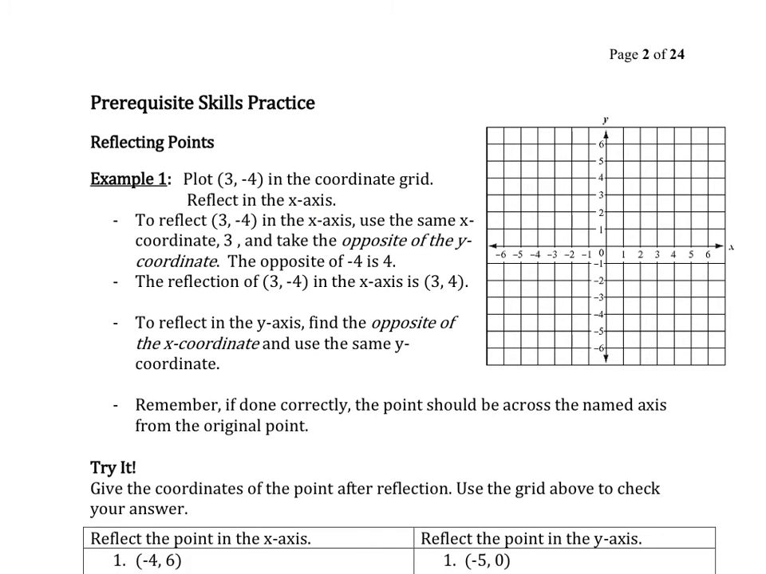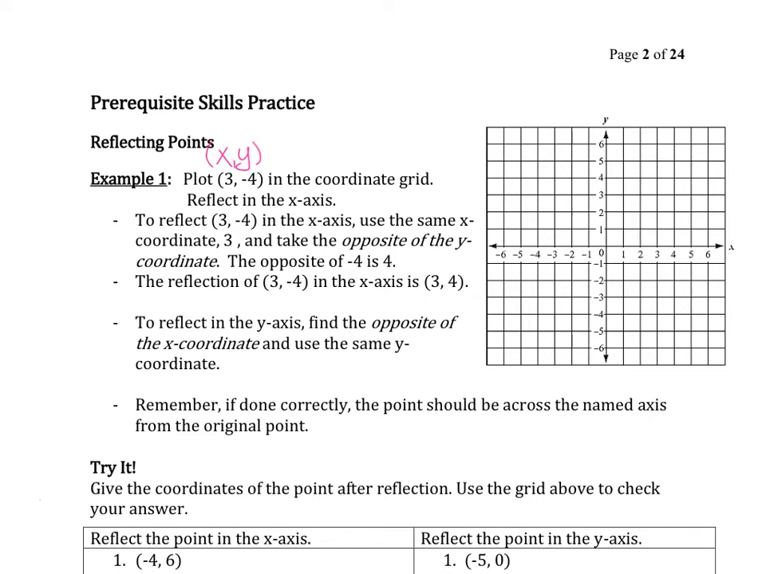Before we actually begin section 1, for the prerequisite skill practice, we're going to practice both plotting points and shapes and just a little bit of review of how to reflect certain points. So this first example here, we're asked to plot 3, -4 in the coordinate grid and reflect it in the x-axis. So remember that each point is plotted with x coordinate listed first and then the y coordinate.